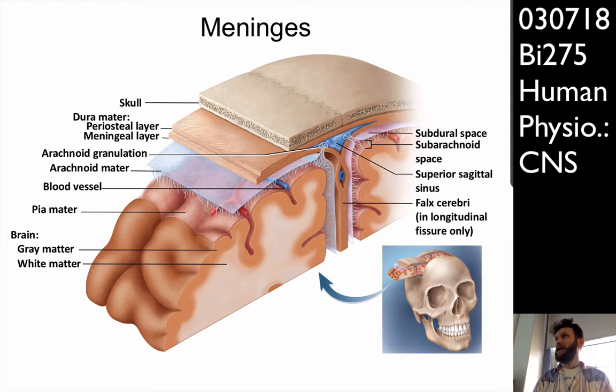Then lastly is the pia, P-I-A, pia mater, the sweetest of them all. Pia just means little mother, the little mother of the brain. And it is the pia mater's duty to be just a thin tissue membrane that lays directly on top of the surface of the brain and kind of pins the capillary structure of the brain down onto the surface of that, the pia mater.